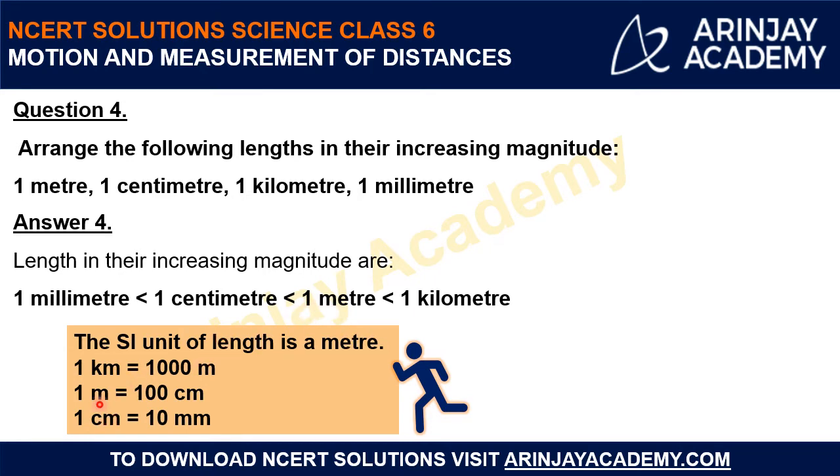Now after 1 meter, the next smaller length would be centimeter. Alright, so here comes 1 centimeter, and with the same idea we can say that the smallest in that case would be millimeter. So 1 millimeter is the smallest among all the 4 lengths. So this is the increasing magnitude, as you can observe. So let's move to the next question.